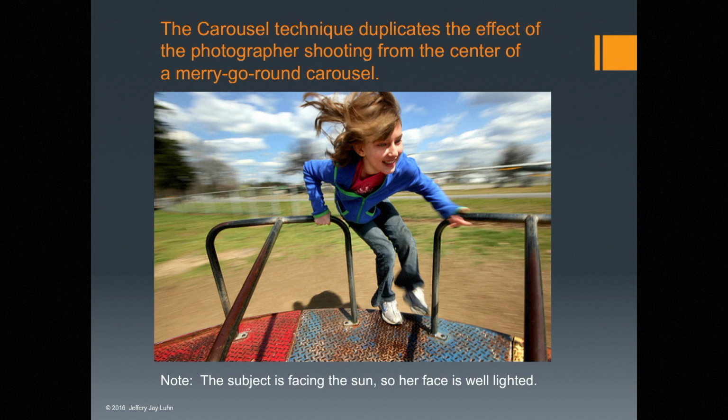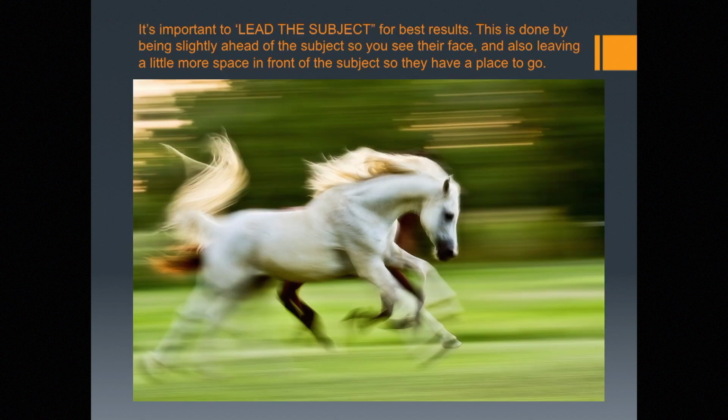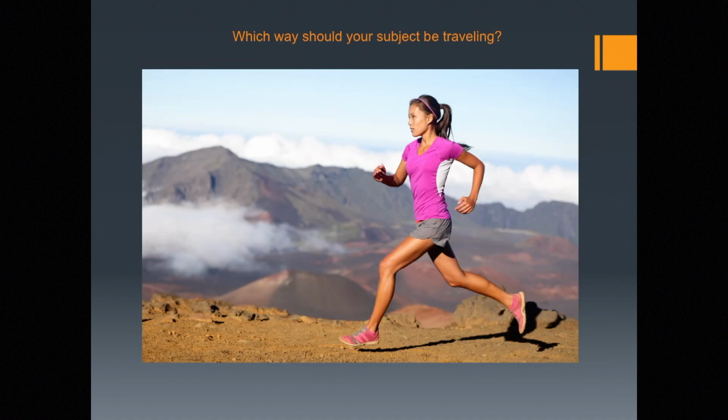The reason I like this photo is the subject is facing the sun, so her face is very well lit up. It's important to lead the subject for best results. This is done by being slightly ahead of the subject, so you see their face while they're running past the camera, and that's leaving a little more space in front of the subject so they have a place to go. Now, which way should you have your subject be traveling?